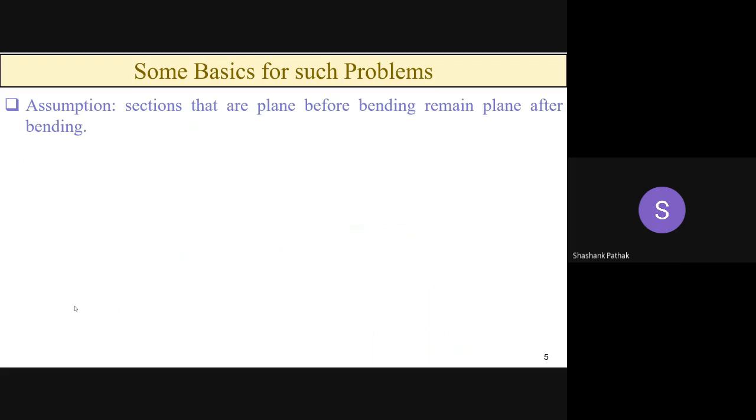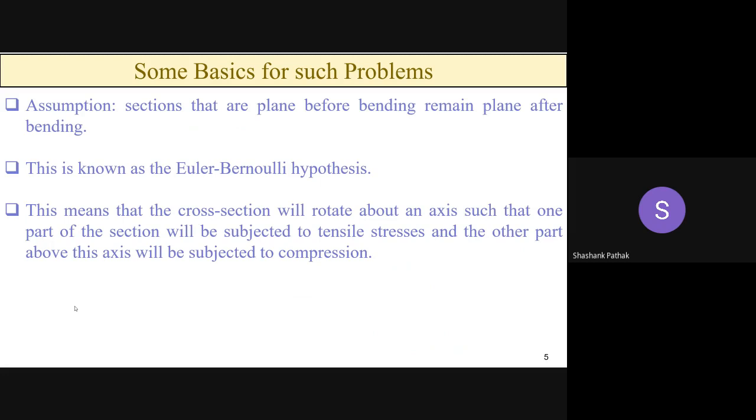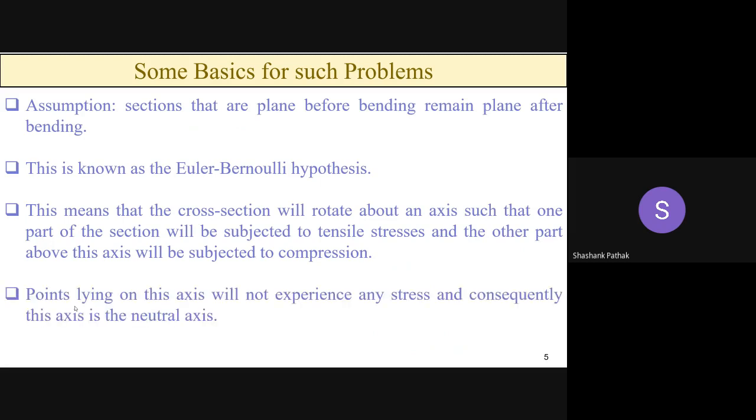First assumption is that the sections that are plane before bending remain plane after bending. This assumption will still be there. This is the Euler-Bernoulli hypothesis. This means that the cross section will rotate about an axis such that one part of the section will be subjected to tensile stress and the other part above that axis will be subjected to compression. You know that. And points lying on this axis will not experience any stress because that is a neutral axis. Consequently, this axis is the neutral axis that you know.